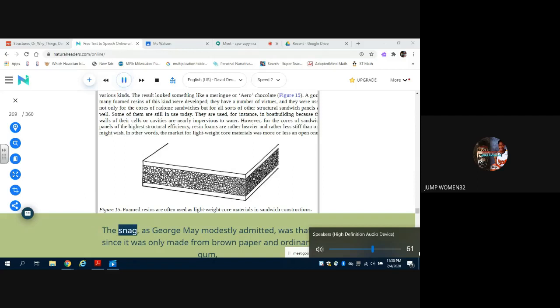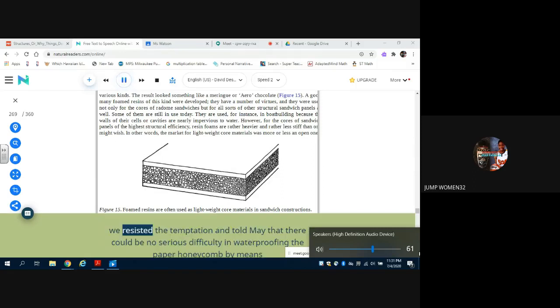The snag, as George May modestly admitted, was that, since it was only made from brown paper and ordinary gum, it had no moisture resistance at all and would fall to bits if it got wet. This must have been one of the relatively few occasions in history when a group of aircraft engineers have been seriously tempted to throw their collective arms around the neck of a circus proprietor and kiss him.